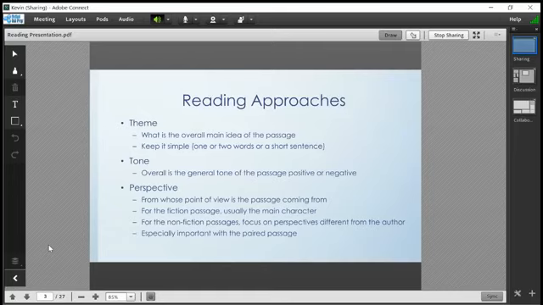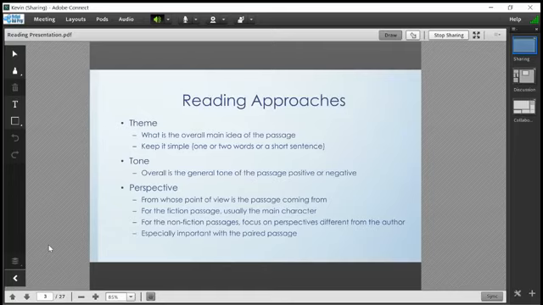Perspective. From whose point of view is it coming from? Now, for the fiction passage, which is what I'm going to focus on for today, it's usually going to be the main character. Not always. Sometimes it's more than one character, but that's unusual. Usually it's going to be just the one main character that you're going to see, and it's probably going to be coming from that person's perspective.